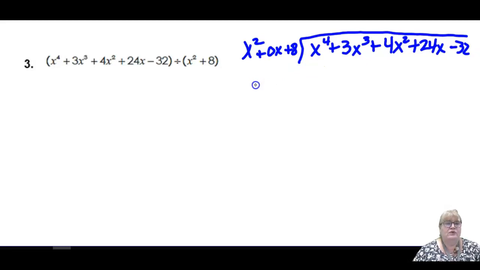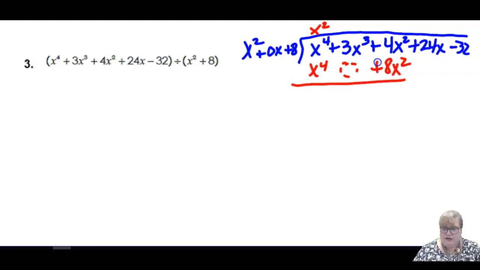All right, I'm going to go real fast because this is really an extra example. I could have left off the video and just showed you. X squared times x squared is x to the fourth. There's a 0x cubed here. And x squared times 8 is plus 8x squared. Then I am subtracting, or adding the opposite. So I end up bringing down a 3x cubed, and then this is a negative 4x squared.